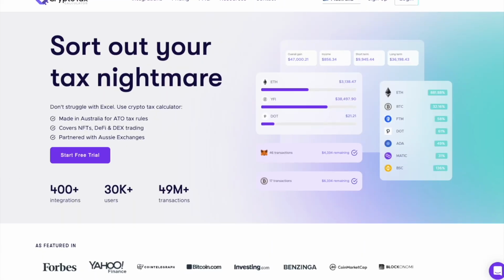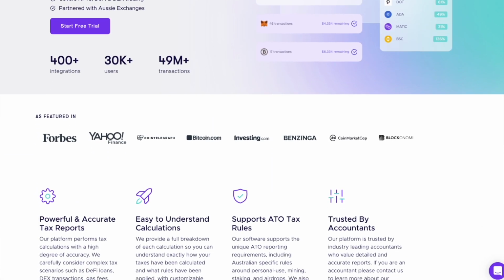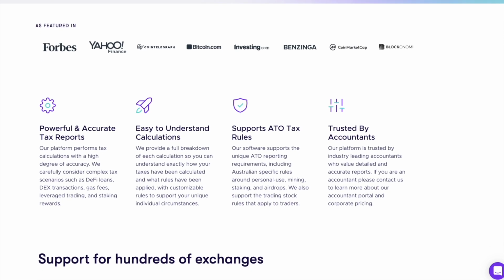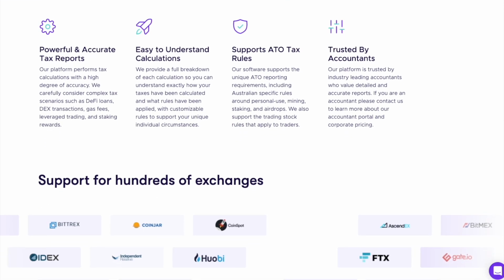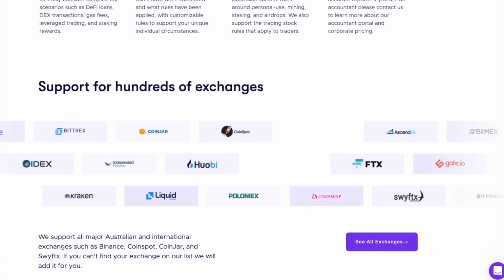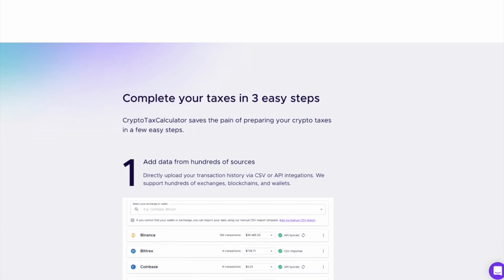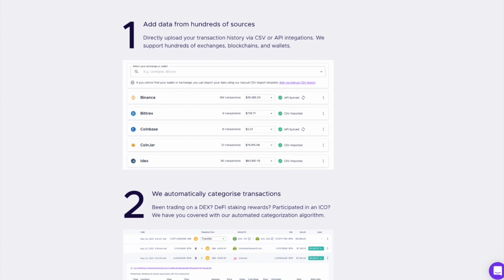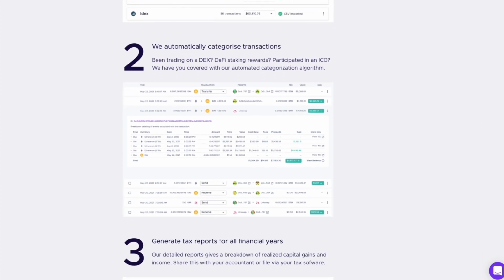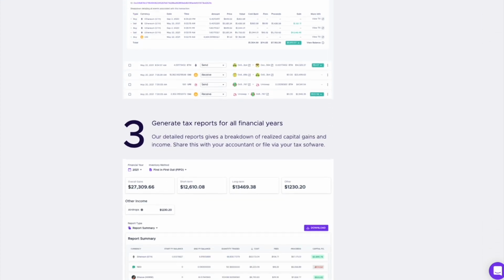So one of the really exciting features with Crypto Tax Calculator is that it is Australian based. So that's something that has an advantage against a lot of the other softwares out there. What I find with that is, one, they're developing it to make sure that it is perfect for the Australian tax law, which is really important. But they also have better support because it's local support, rather than some of the international companies that maybe don't care about their Australian audience as much.